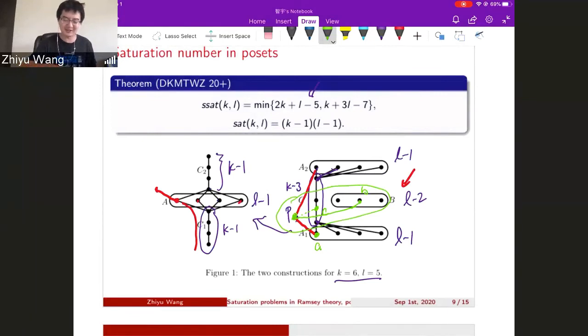And these two constructions basically give an upper bound for the semi-saturation number, and we can look at the structure of the saturated poset, and then you can show that this is also the minimal. It's also the lower bound, but it's more technical than the upper bound.